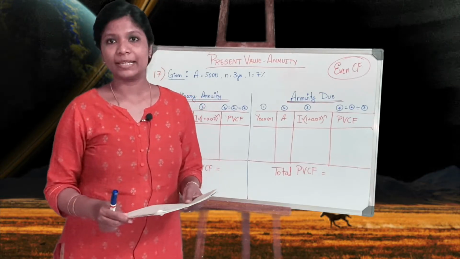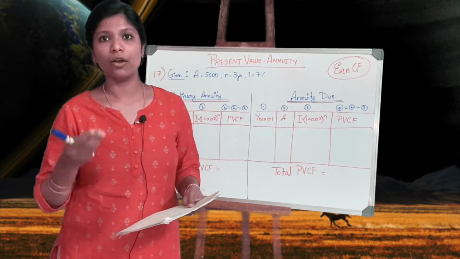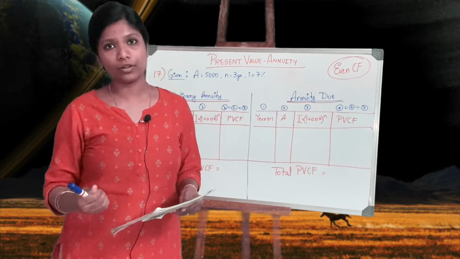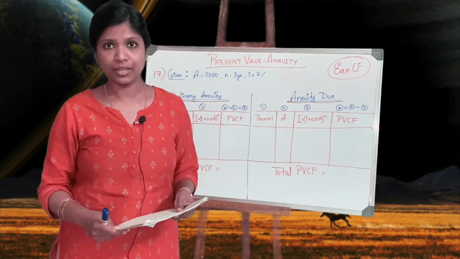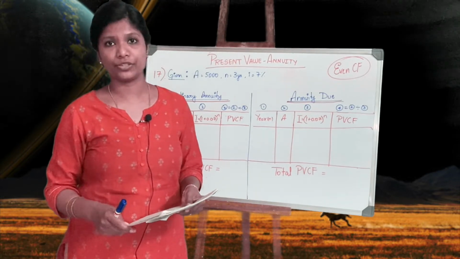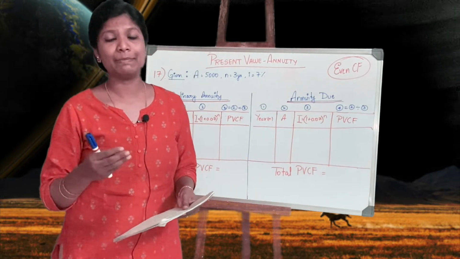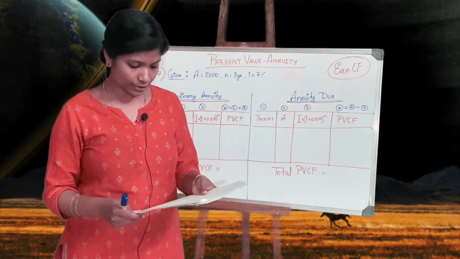Today we'll be starting present value annuity. Now the formulas for future value annuity, that is ordinary annuity or annuity due, both the formulas will remain the same. Today we'll be beginning with question number 17, where you have to solve both payments made at the end of the year and payments made at the beginning of the year. Let's look at the question.